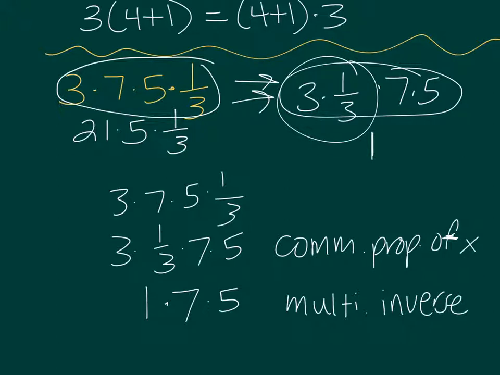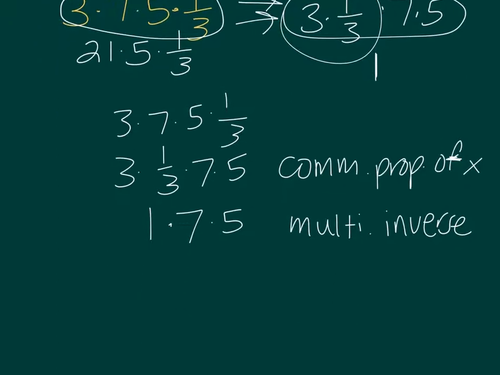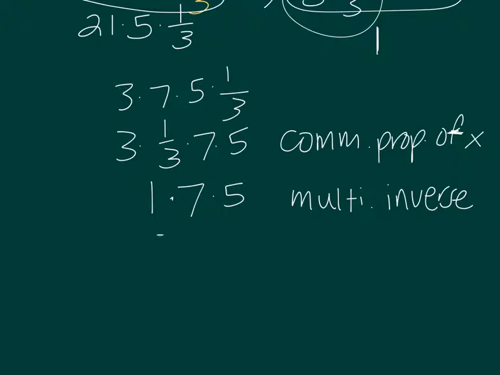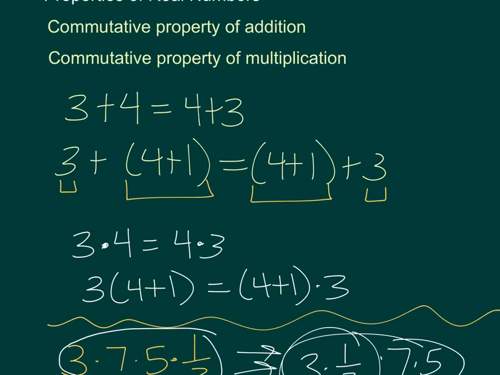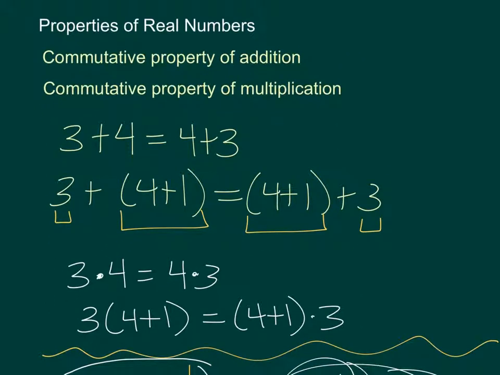Then when you keep going, you go left to right. 1 times 7 is 7, times 5. When I multiply by 1, it doesn't change, so that's multiplicative identity this time. Then 7 times 5 equals 35 is just substitution. That's how you use the commutative property to help make multiplying or even adding easier when you're evaluating. That's the commutative property of addition and multiplication.